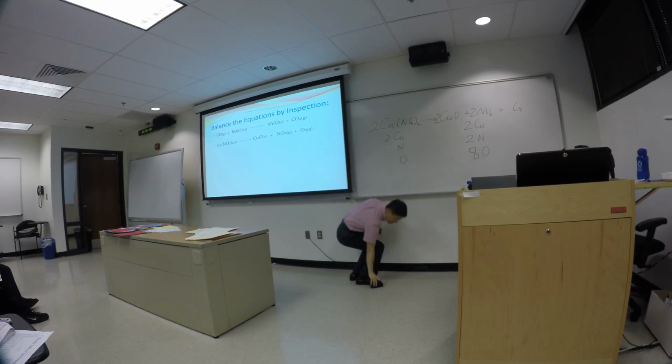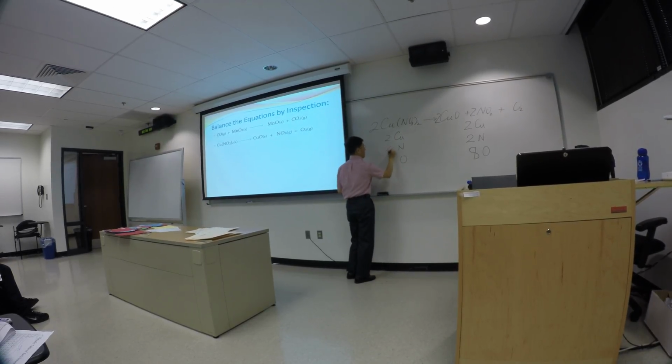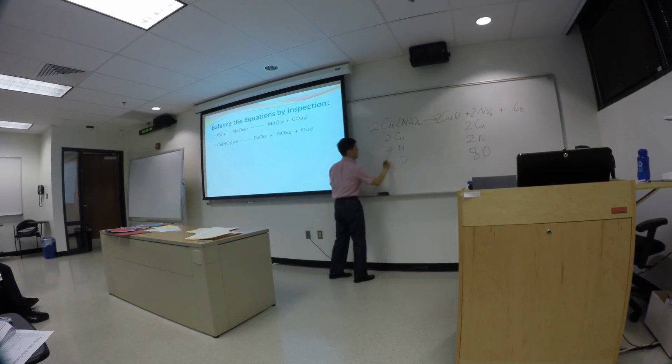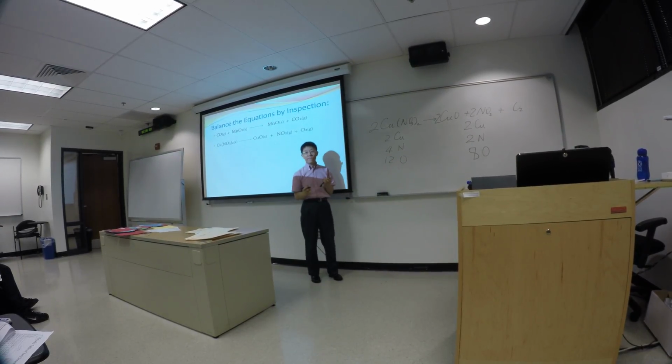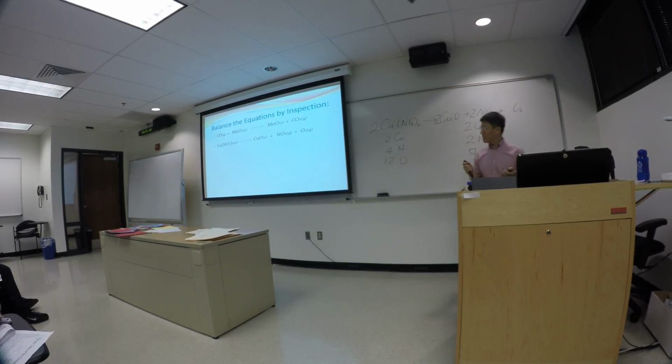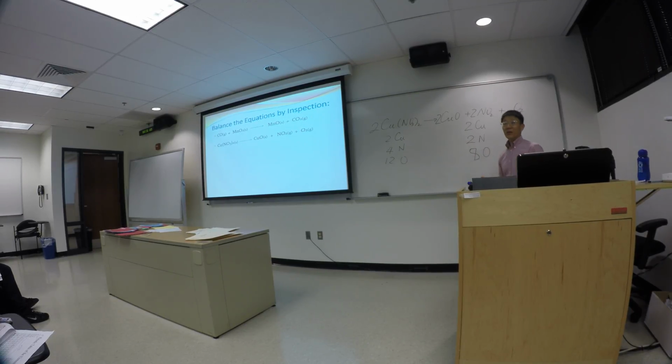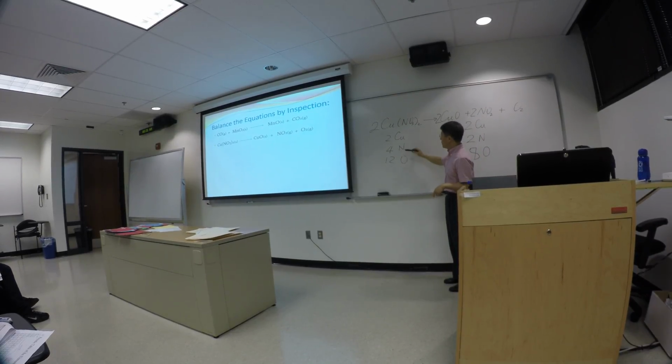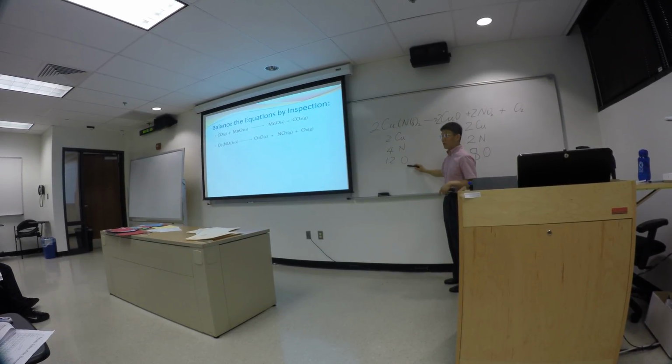How many nitrogen? 4. Oxygen, 12. I say you're making things worse. We had 2 elements balanced before we did this. Now everything is out of balance. Well, just one step at a time, you're trying to balance them out. So now you have 2 copper, 4 nitrogen, 12 oxygen.